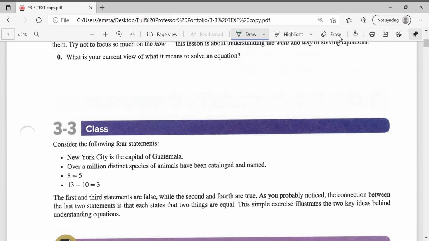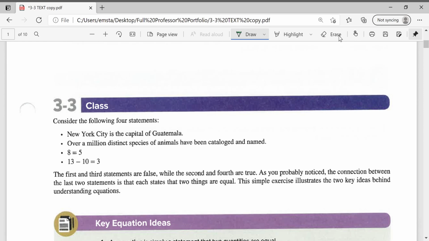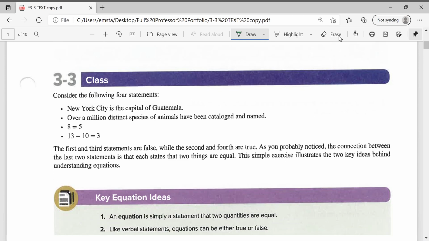First statement says New York City is the capital of Guatemala. The second one says over 1 million distinct species of animals have been cataloged and named. The third one says 8 equals 5, and the fourth one says 13 minus 10 equals 3. Well, clearly the first and third statements are false, and the second and fourth ones are true. First two are verbal, the last two are mathematical statements.